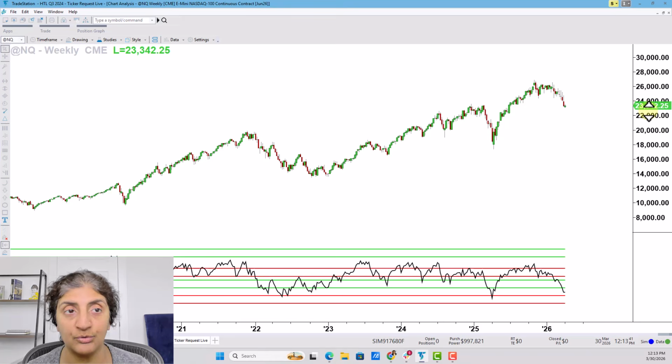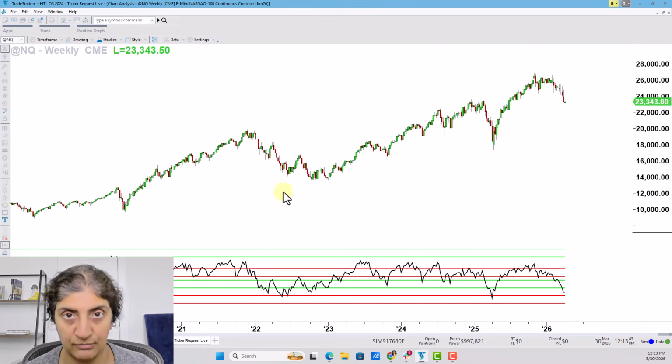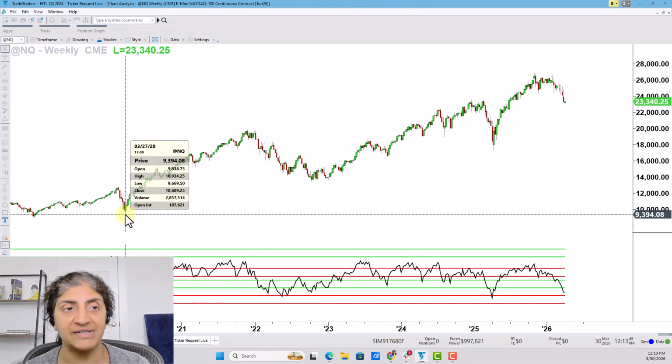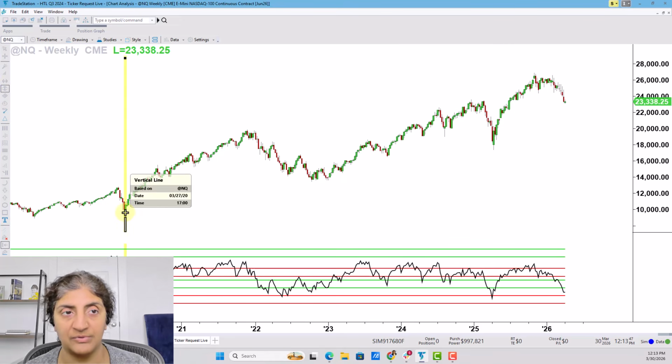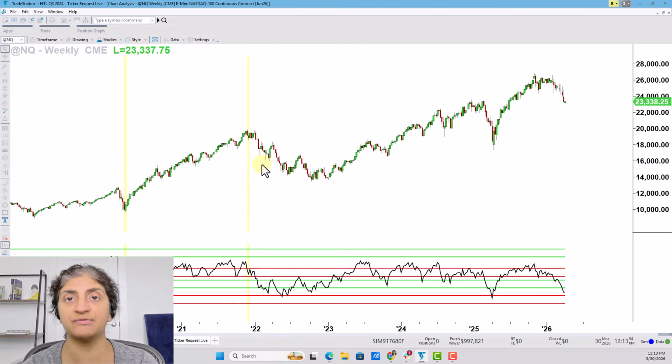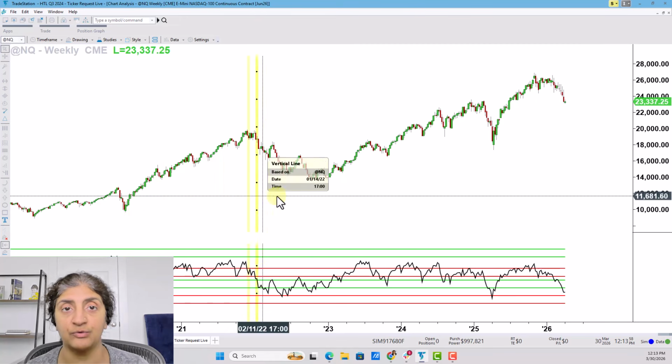Yes, this is a continuous chart, and every candle represents 1 week of action. So you can see back here, March of 2020 was the pandemic low. I've just marked it in yellow. And then we had the November 2021 high. So this just gives you perspective of where things have been unfolding. Then after that, I'm just going to move these 2 lines.